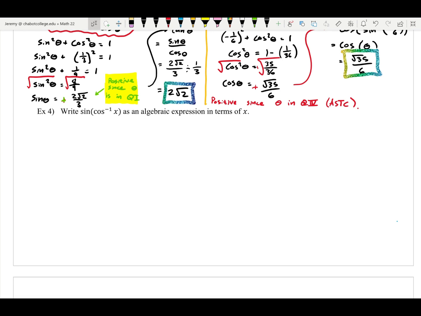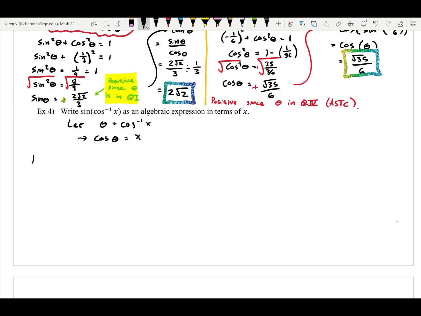Now example 4, it looks kind of similar, but we have a variable x in here, right? So sine of cosine inverse of x, and we're asked to write this as an algebraic expression in terms of x. The process is going to look very similar. Let's let theta equal cosine inverse of x. It's just always easier to be oriented this way, where we know cosine inverse is some unknown angle theta. So then that means that cosine of theta is equal to x.